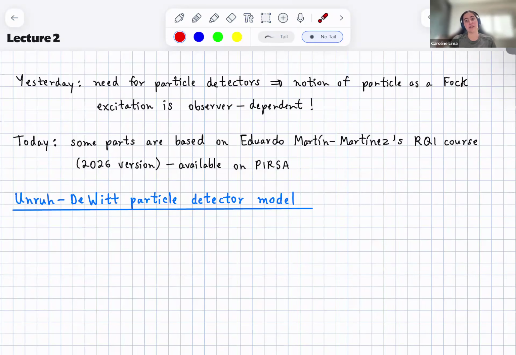And part of today's lecture is based on Eduardo Martinez, who is my supervisor's, RQI course, the version of this year actually, and his course is also available online.